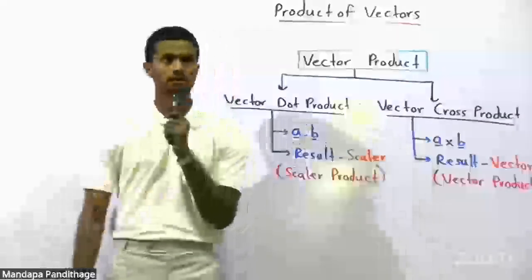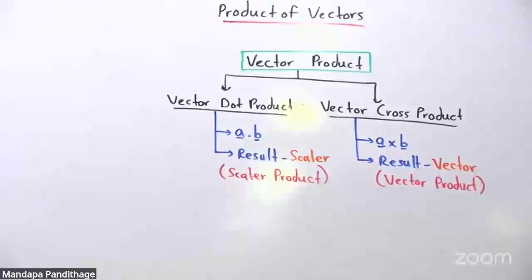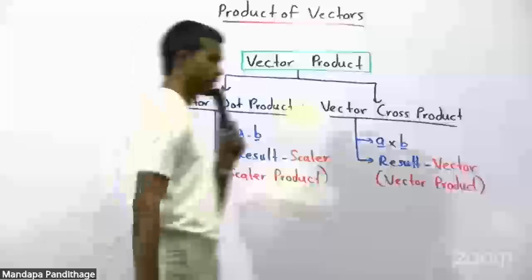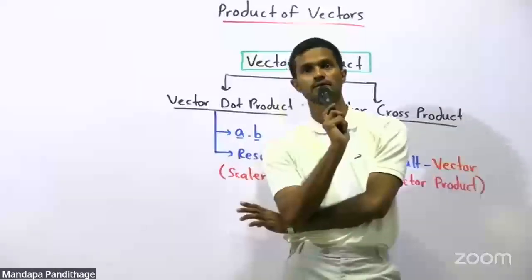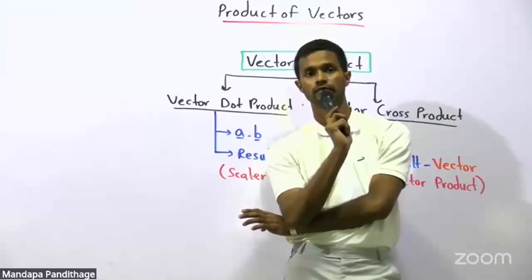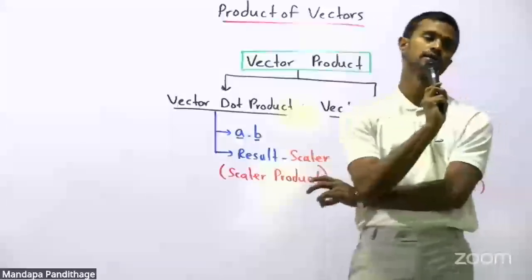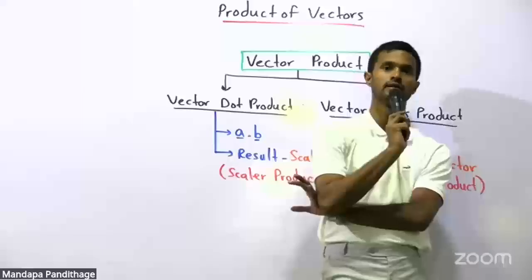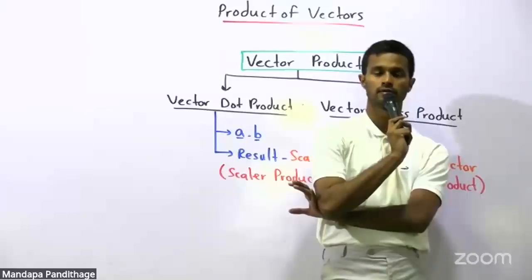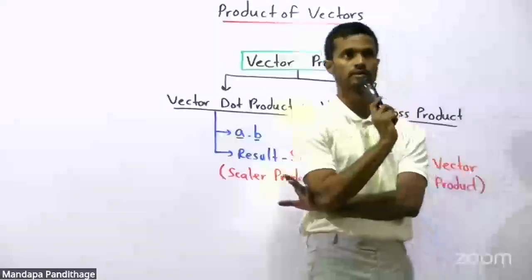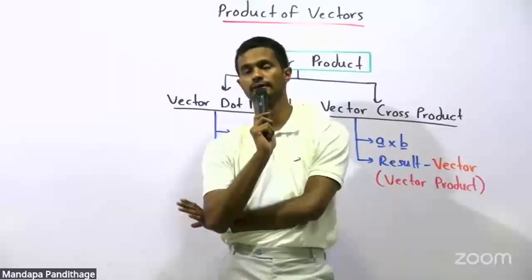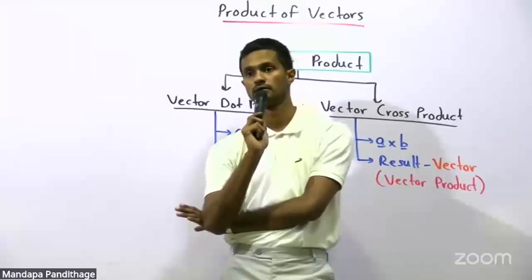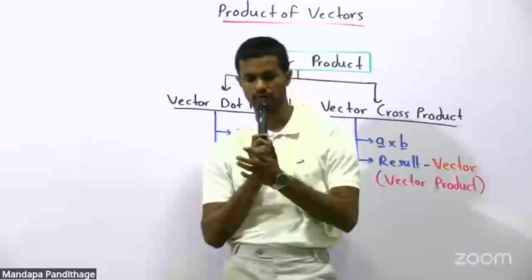Okay, then write this way. In our syllabus, vector dot product will be discussed comprehensively, while a basic introduction will be only done for vector cross product.